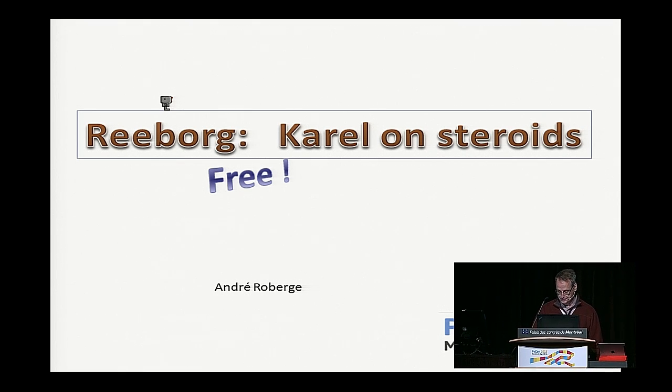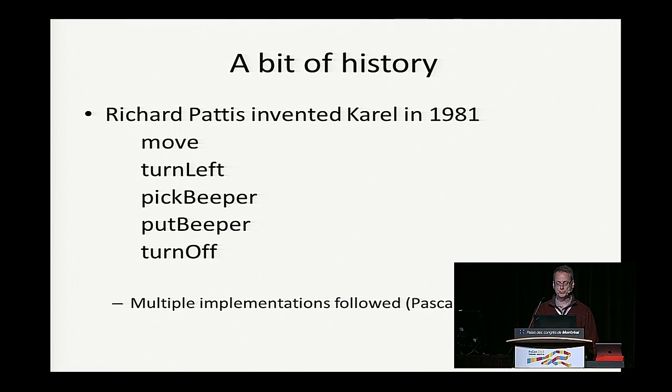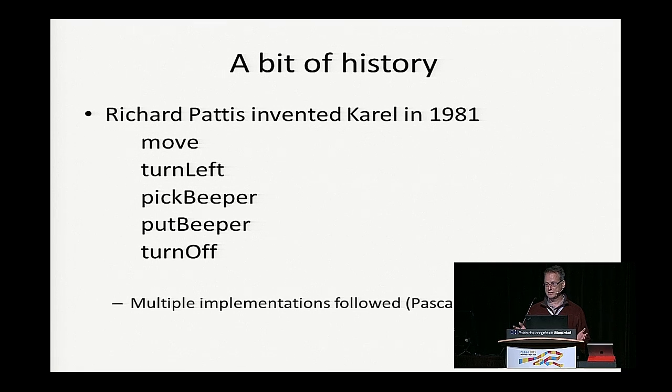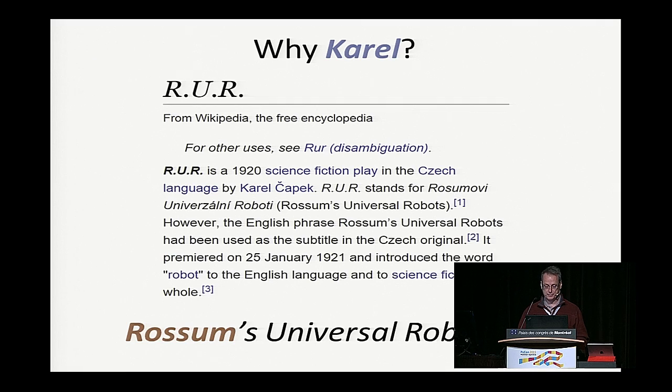I'll just start with a bit of history. In 1981, Richard Pattis invented Carel the robot. Simple robot world, limited number of instructions: move, turn left, pick beeper, put beeper, and the robot had to do some tasks, and people learned programming with that. Multiple implementations: Pascal, Java, C++. I don't know why you'd write a Java or C++ implementation for something that's supposed to be so simple, but people did it and use it.